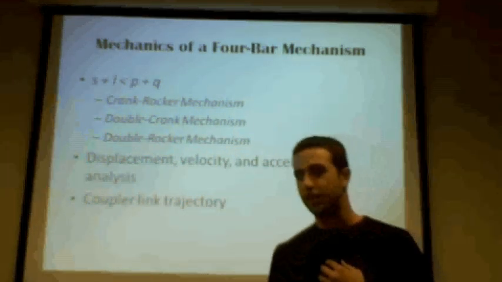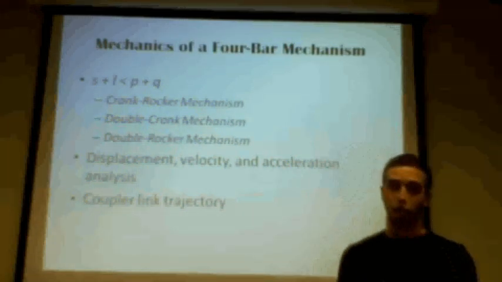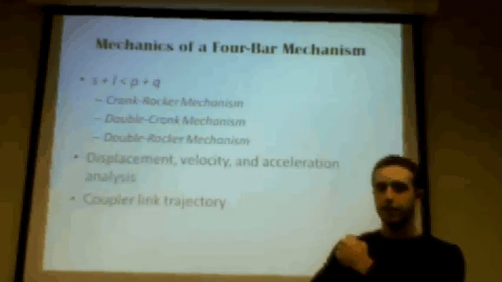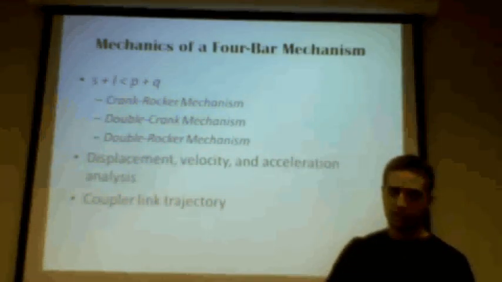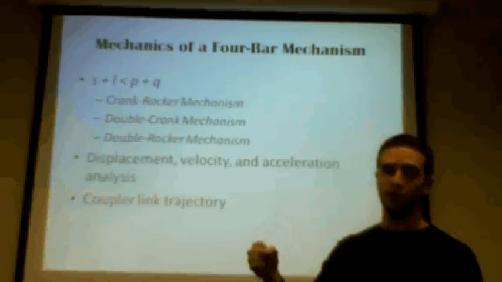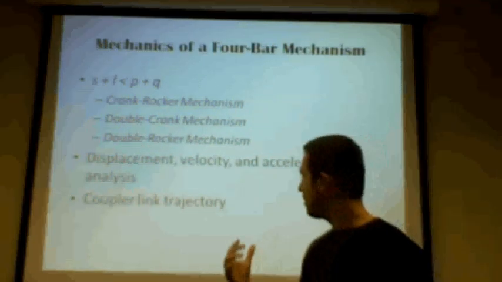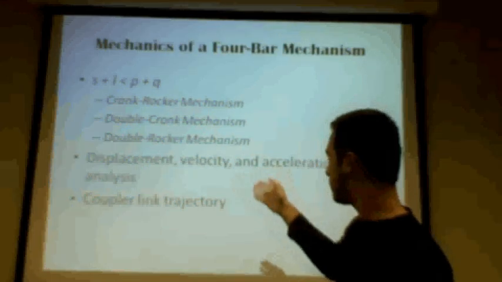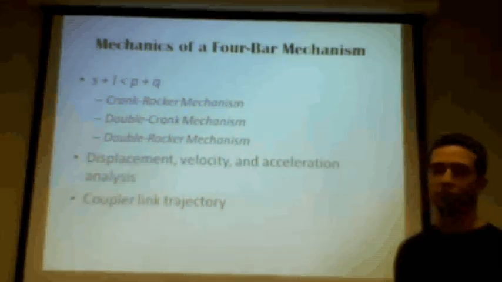In our particular example, we had a crank rocker mechanism, in which the crank, or the shortest link, is connected to the stationary link, the constrained link. That way it provides 360-degree motion from the shortest one. But for our particular example, we had our 4th link, which was the longest one, as our input variable. And we then deciphered the displacement, velocity, and acceleration with analysis, and then we got the coupler link trajectory.